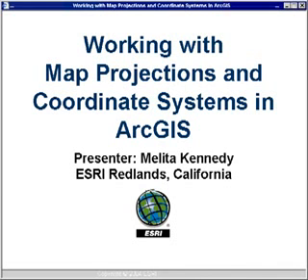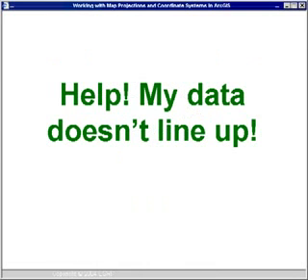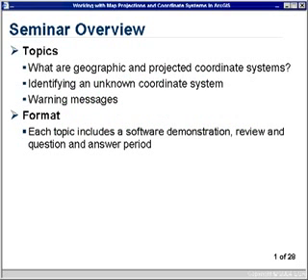The presentation today is Working with Map Projections and Coordinate Systems in ArcGIS. The subtitle for this presentation is Help, My Data Doesn't Line Up. I'm sure this has occurred to a lot of you just as it has happened to me. We have three main topics. The first is what are geographic and projected coordinate systems. The second one is identifying an unknown coordinate system. And the final topic is warning messages, and these are warning messages that occur that are coordinate system related. Each topic will include a software demonstration, a review, and optionally a question and answer period.